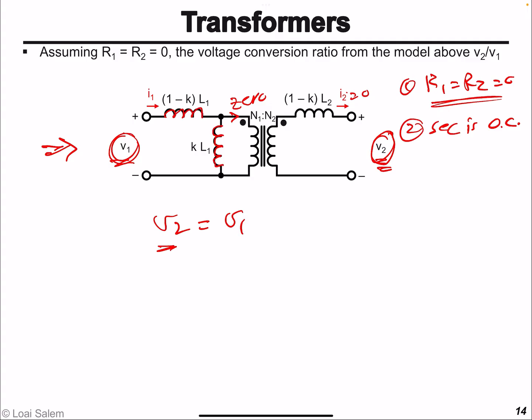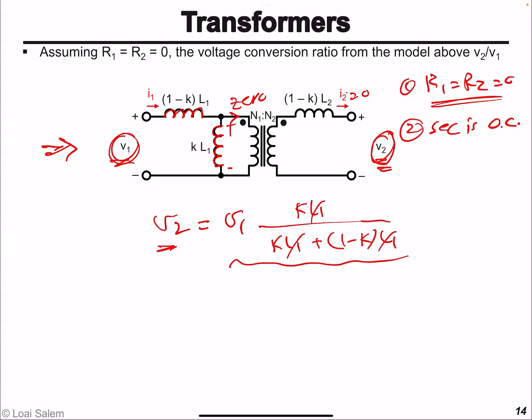And so basically we just multiply by KL1. Of course you could put j omega, but it doesn't matter. Divided by KL1 plus (1 minus K) times L1. So if you multiply the numerator and denominator by j omega, you get the same expression, and then you will cancel j omega in the numerator with j omega in the denominator. And as you can see, you can cancel L1. Oh, but before we continue, this is the voltage across the magnetizing inductance. And then we need to multiply that by the turns ratio of this ideal transformer, which is square root L2 over L1.